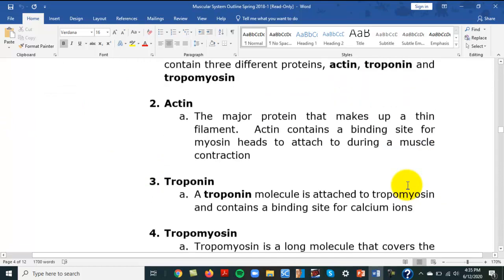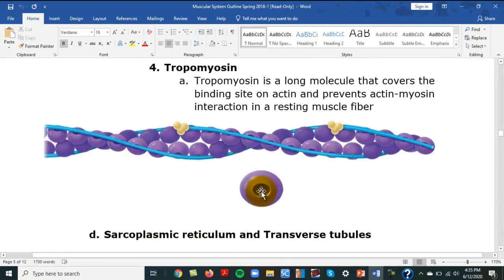The little head is actually designed to bind right here. When this is exposed, and you can see here it's covered up. See the little hole's actually covered up. When that part is uncovered, those little myosin heads, they reach up, they grab, and they pull.